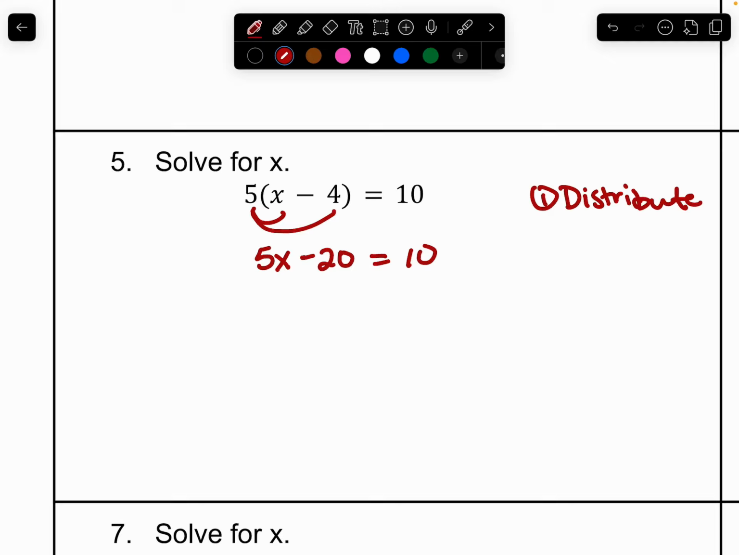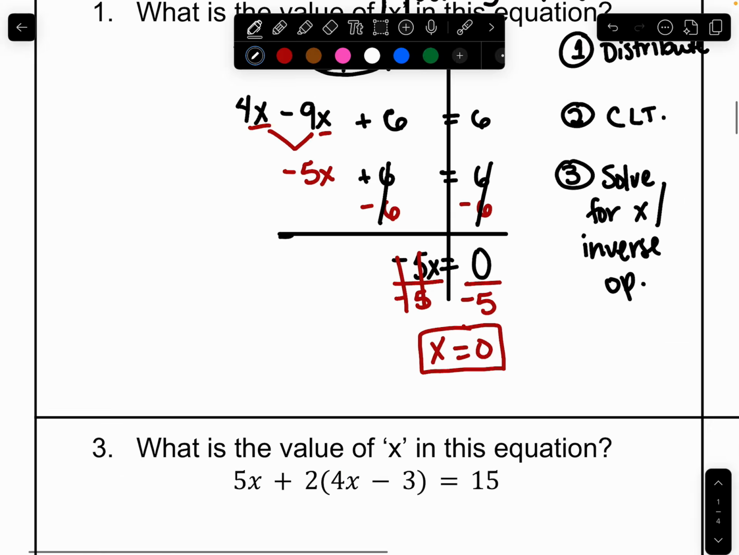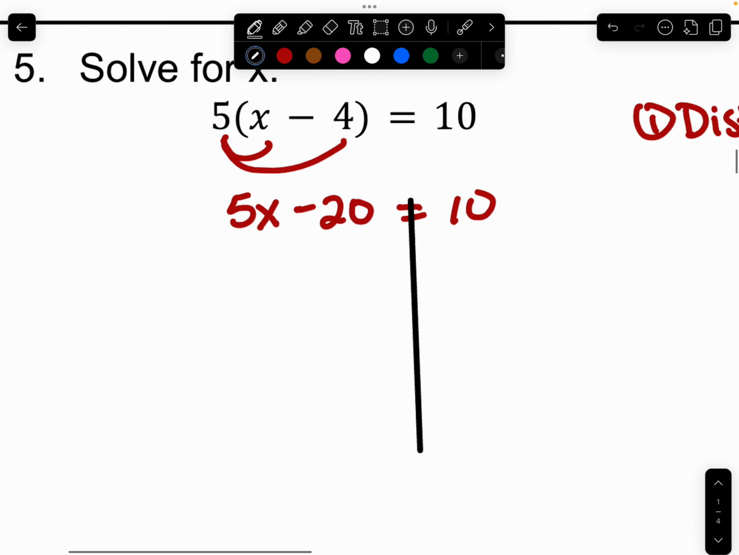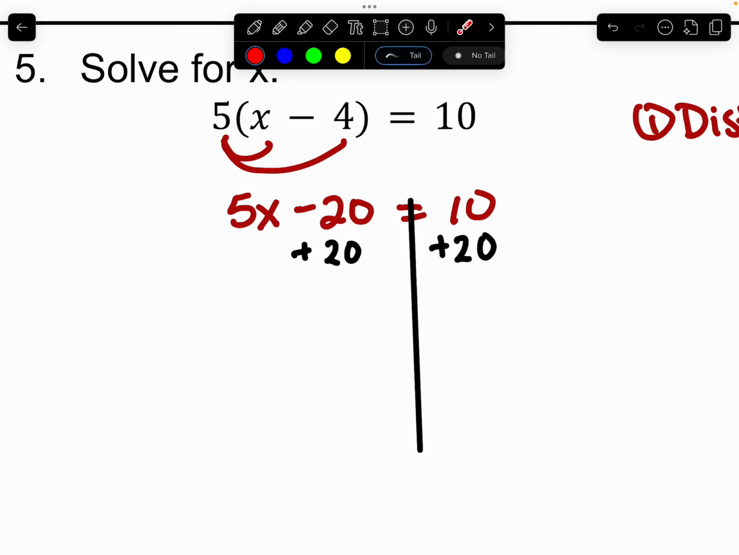So 5x minus 20. Now we have a two-step equation. We're going back to this step over here, right? We get rid of the friend first, which is the 20. So we're going to add 20 on both sides. We're adding 20 because this 10 is already by itself and 10 does not have an x. And so we're moving the 20 because the 10 does not have an x. If this was 10x, we would move the 5x because they would have the x's.